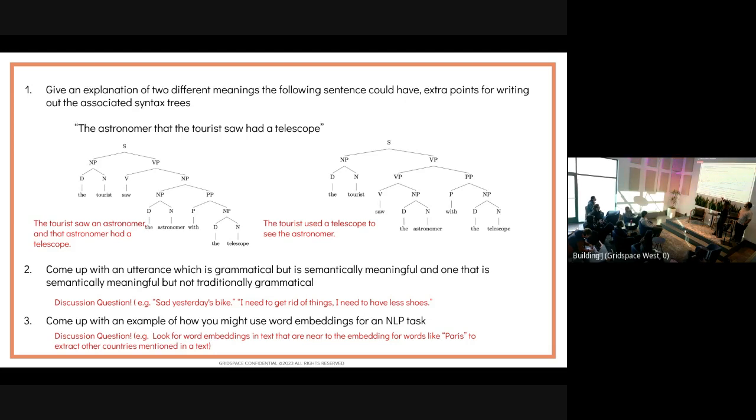This could be interpreted as the tourist saw a person who was an astronomer who had a telescope, or the tourist used a telescope to see the astronomer. Or no, maybe I did that backwards. Yeah.